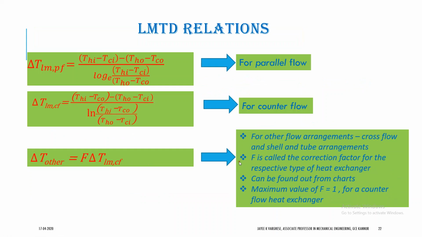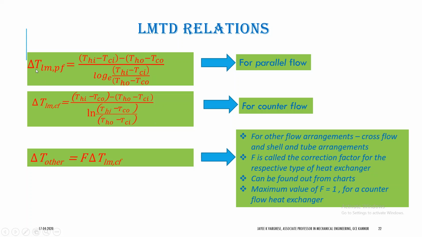Now we can consolidate the results for parallel flow and counterflow. In a parallel flow heat exchanger, delta T LM, the log mean temperature difference LMTD, is THI minus TCI minus THO minus TCO, divided by the natural log of THI minus TCI by THO minus TCO. Whereas for counterflow, it is THI minus TCO minus THO minus TCI, divided by the logarithm of THI minus TCO by THO minus TCI. So here there is a difference in the expressions, but in wordings both can be expressed in the same way.